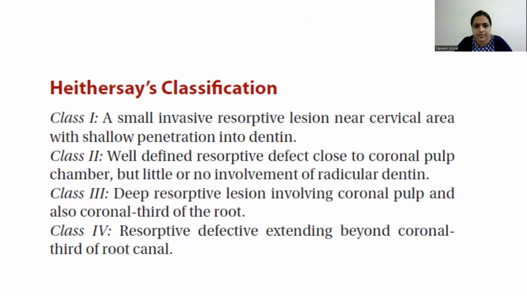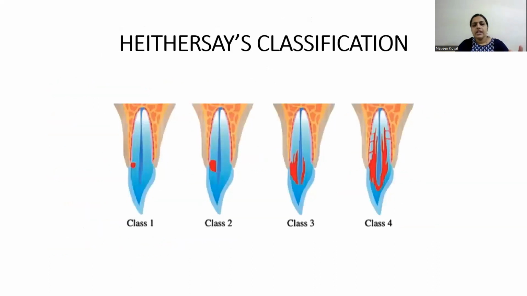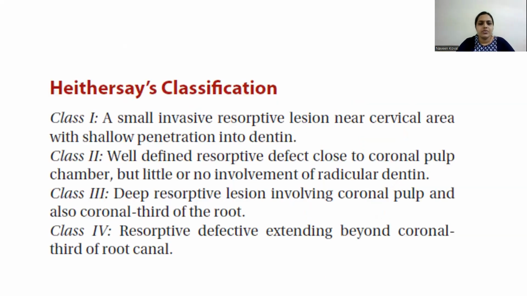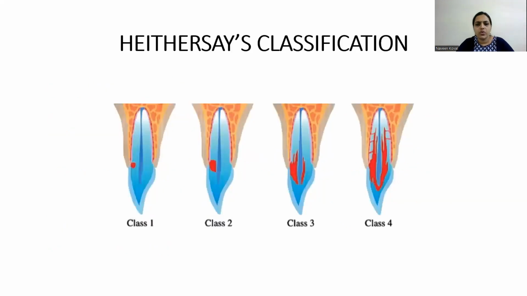Heithersay has classified invasive cervical resorption, or external cervical resorption, into 4 types: Class 1, 2, 3, 4. Class 1 is a small invasive resorption lesion near the cervical area. That is, there will be resorption in the cervical area, but there won't be much penetration into dentin. That is Class 1. Class 2 is a well-defined resorptive defect close to the coronal pulp. See the second one: Class 2 is closer to the coronal pulp.